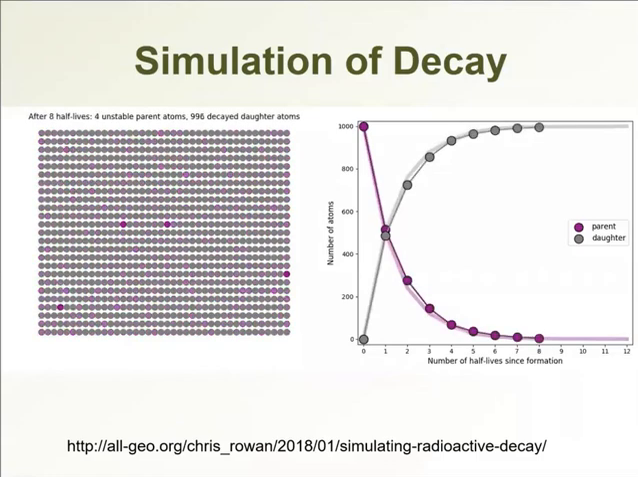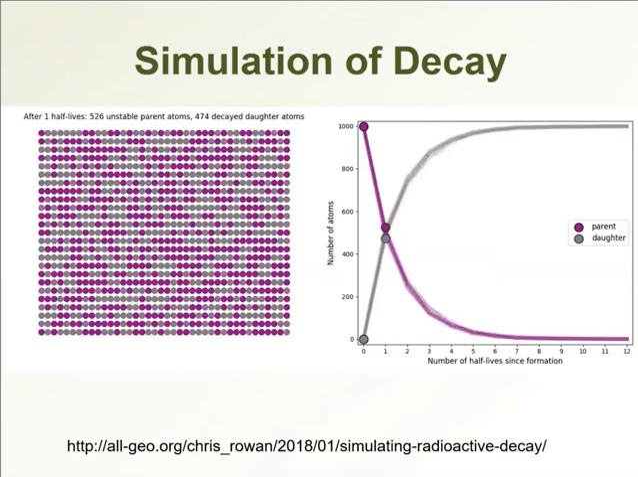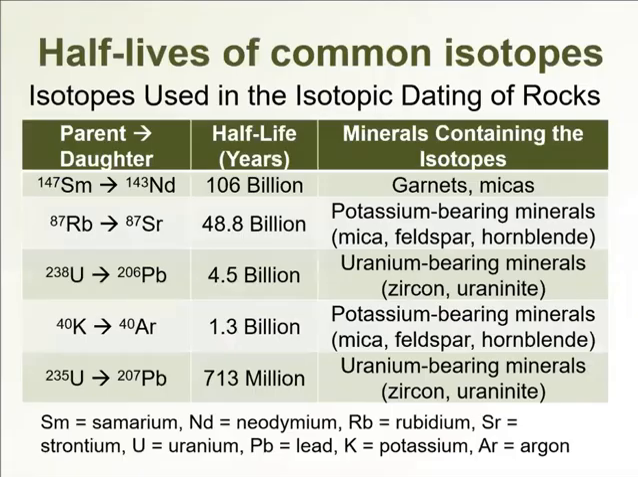So this is going to allow us to figure out times. We can look at what the ratio of parent to daughter is, and knowing that half-life, we can figure out how much time has passed since the birth of that mineral. They're different families, and they all have different half-lives. The half-life is unique to each set.